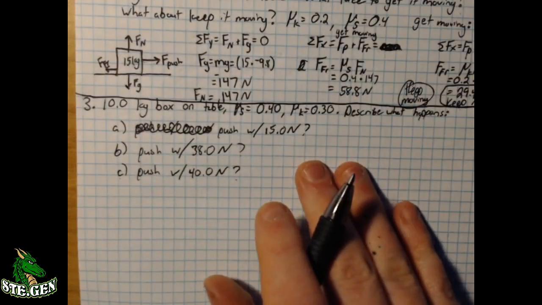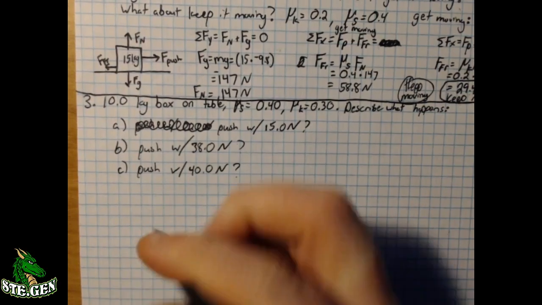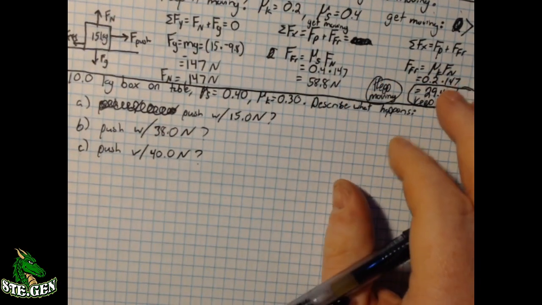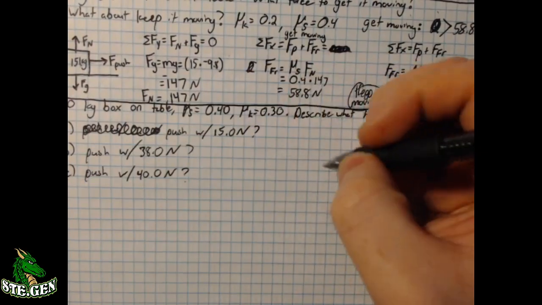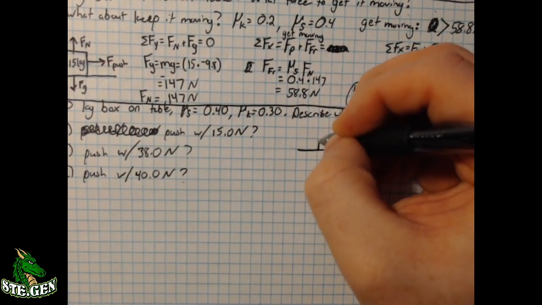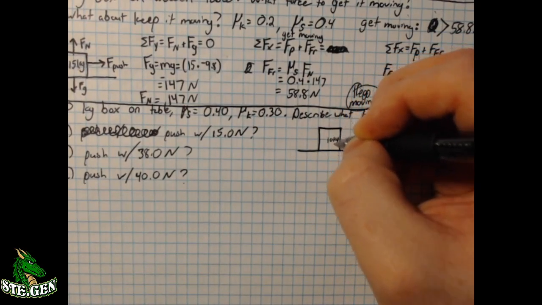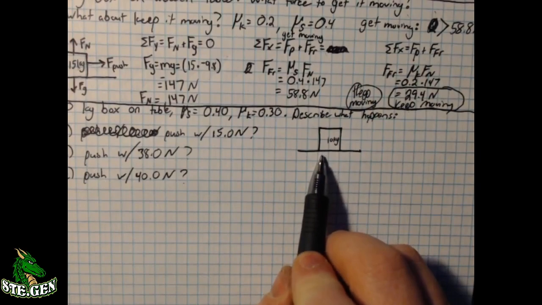Okay, we are now on number 3. Now I have enough space to work with on this one. We should be fine. I should be able to talk through in a little bit more detail. So we've got a 10 kilogram box on a table. And I'm going to draw my picture first over here, and then I'll draw the individual ones that I need. Got my 10 kilogram box on a table.